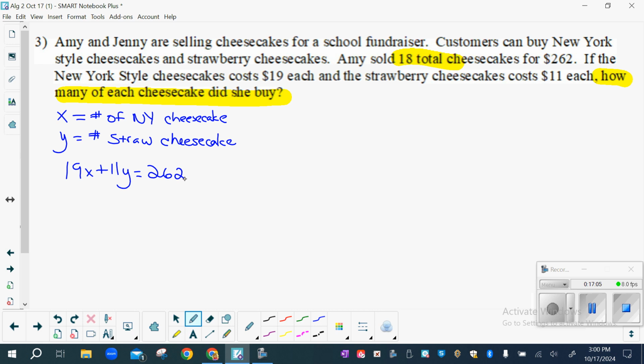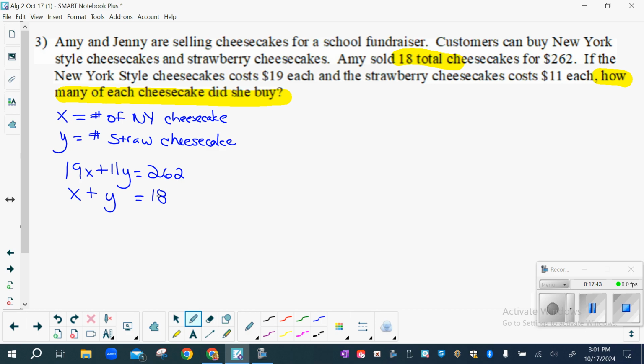So then the next one, 18 total cheesecakes, is if there are X of the New York and Y of the strawberry. What do we do with the X and the Y to get the 18? If you have one New York cheesecake and there are 18 total, how many of the? Yeah, so we need to get another equation. So what is our equation with X and Y and 18? X plus Y equals 18. So that's what's different on this one.